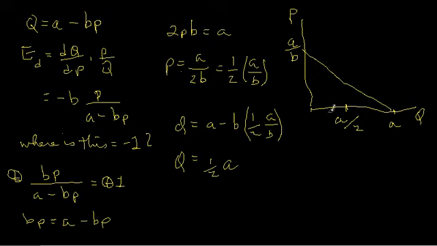So midway here from the origin to the intercept on the Q axis, we have the value of Q and the corresponding value of P, where elasticity of demand is equal to -1. In other words, elasticity is -1 halfway down the demand curve.